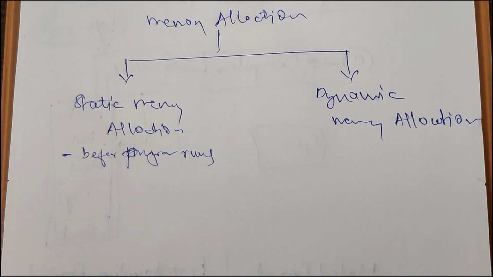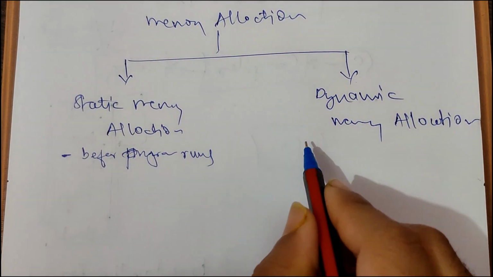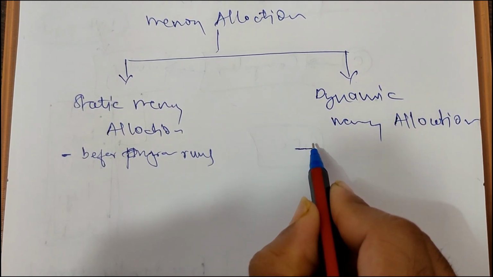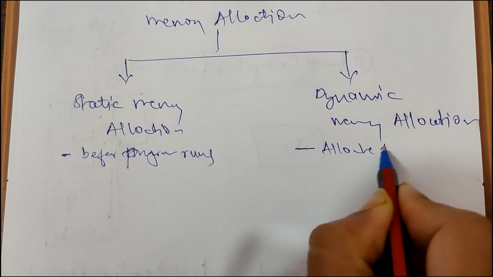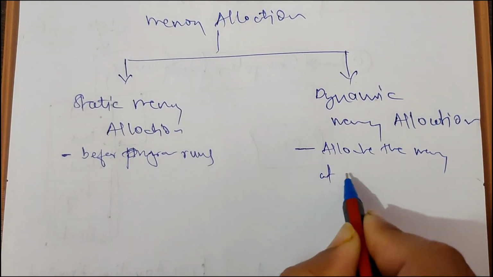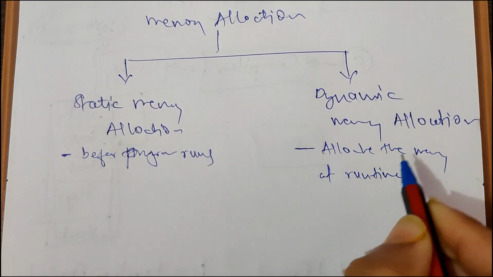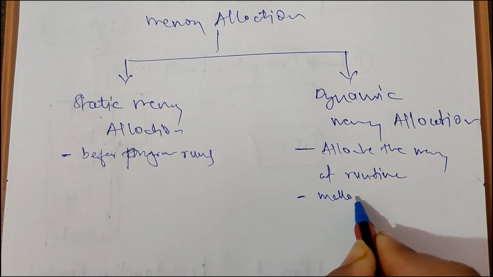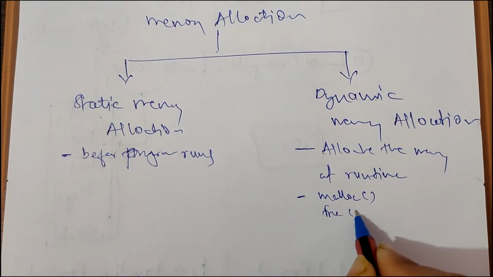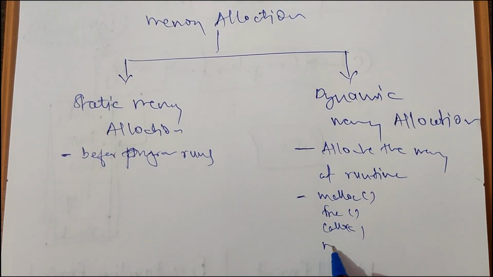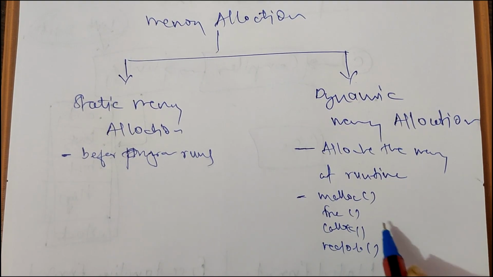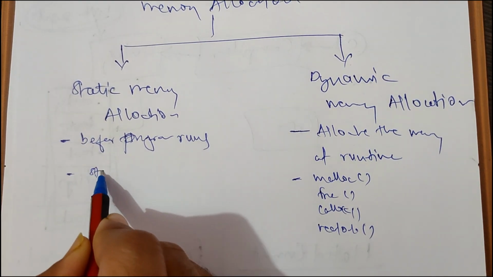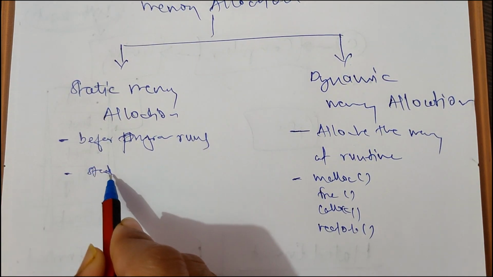And in dynamic memory allocation, the allocation of memory is done at runtime. Runtime means the program is running, and during that time the allocation is done. Here we use malloc, free, calloc and realloc functions, the alloc functions, to do the memory allocation at runtime. Here mostly the stack is used, meaning the compiler uses the stack.